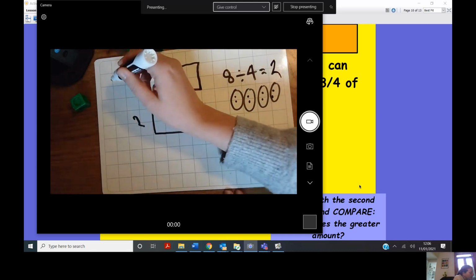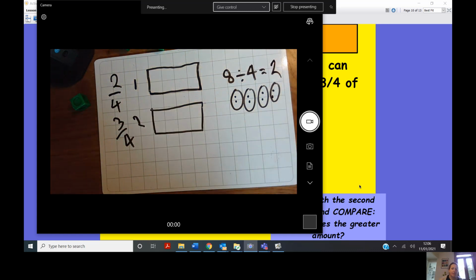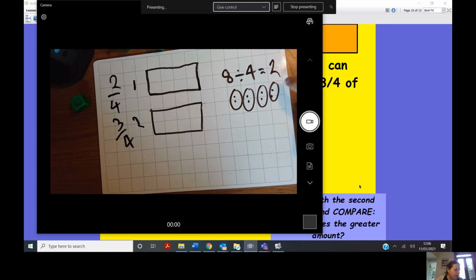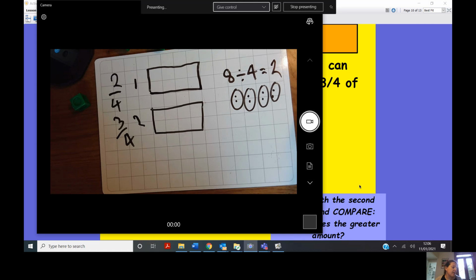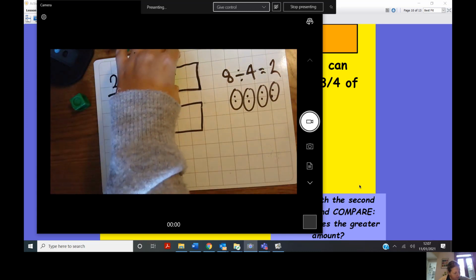So in cake number 1, I'm looking for 2/4. In cake number 2, I'm looking for 3/4. In cake number 1, I'm looking for 2/4. I know each 1/4 is 2, and I need 2/4, so I'm going to multiply my numerator by the amount in each quarter. So 2 times 2 is equal to 4. I'm going to put my cubes here just to show again how this works.